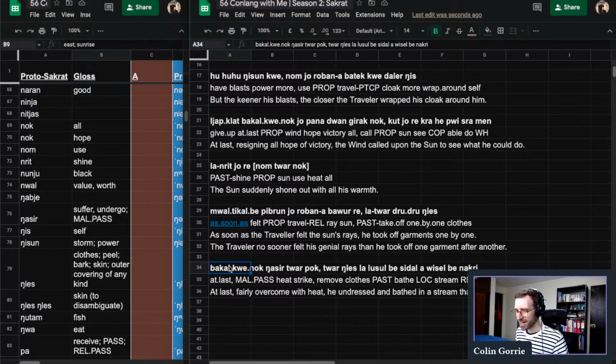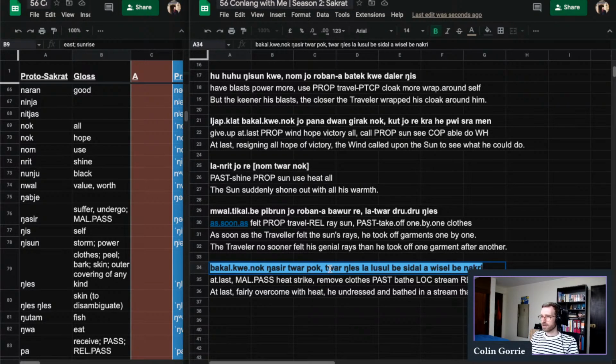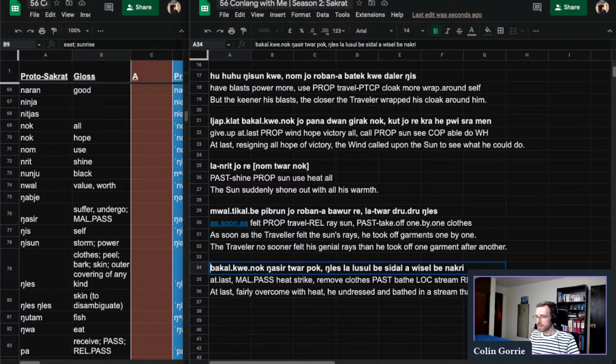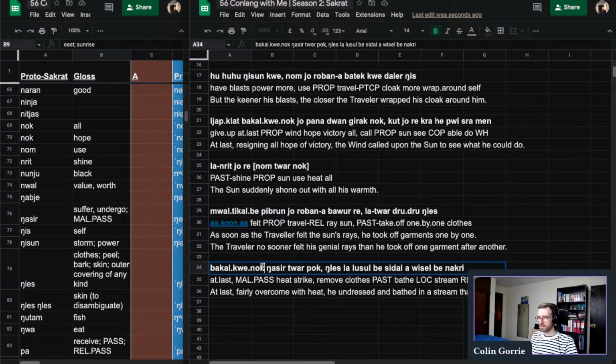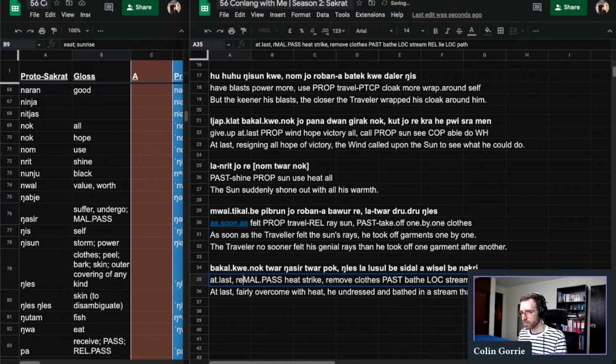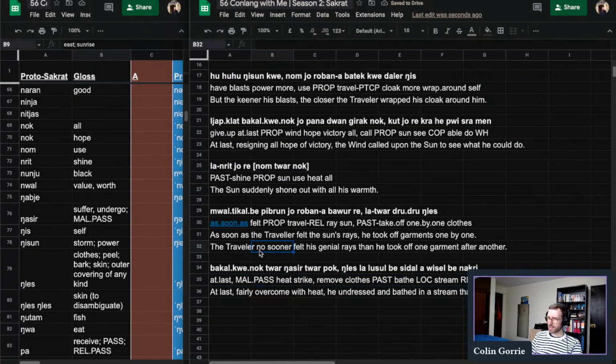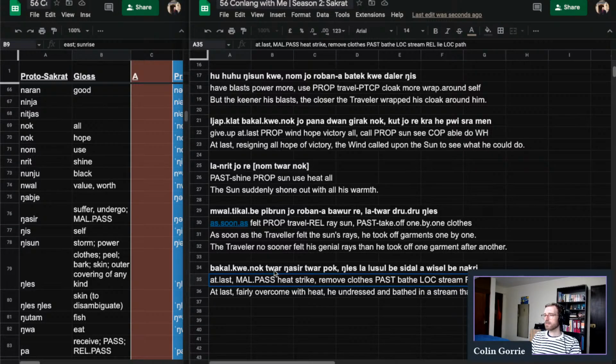Whew. All right. And then what's our verb here? Remove. So toar. Toar bakal. Oh, maybe we can put this bakal quin nok before toar. Remove. No, what's going on here? Ah. By heat struck. Okay, yeah, that's good. At last, removed, remove.